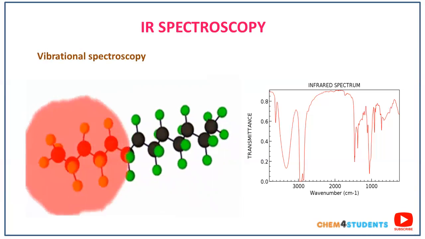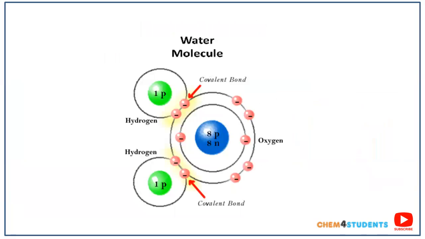Okay, let's get into the main topic. First of all, we should know how molecular vibrations are generated at the atomic level. Let me explain with an example. Here I'm taking a water molecule as an example. This is the atomic structure of a water molecule.